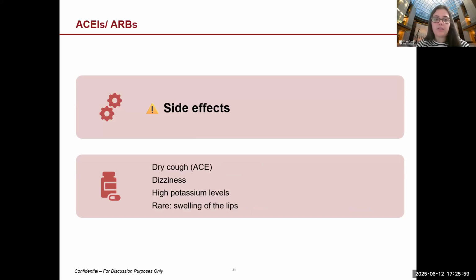Some of the side effects that these medications may or may not cause are dry cough, and this is mainly with the ACE inhibitors. So most of the time, if patients experience any cough on these medications, we switch them to ARB medication. They may cause dizziness because they do lower blood pressure. They may cause high potassium levels, and a rare side effect can cause swelling of the lips.